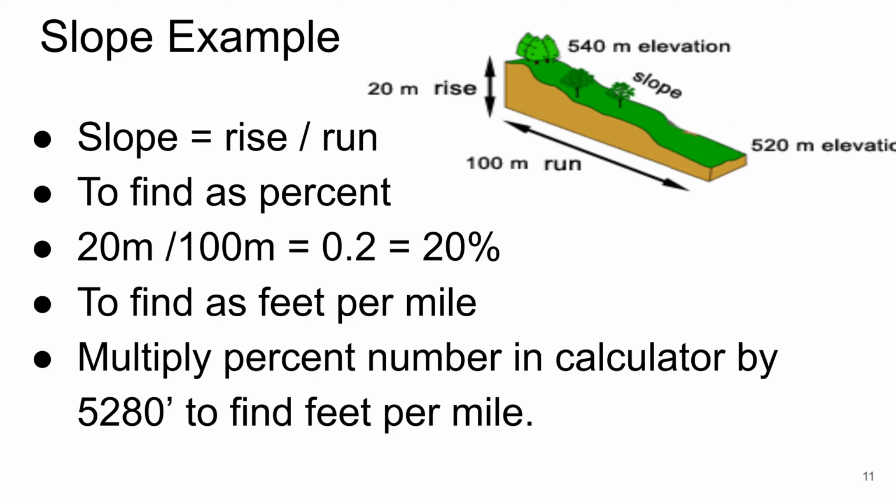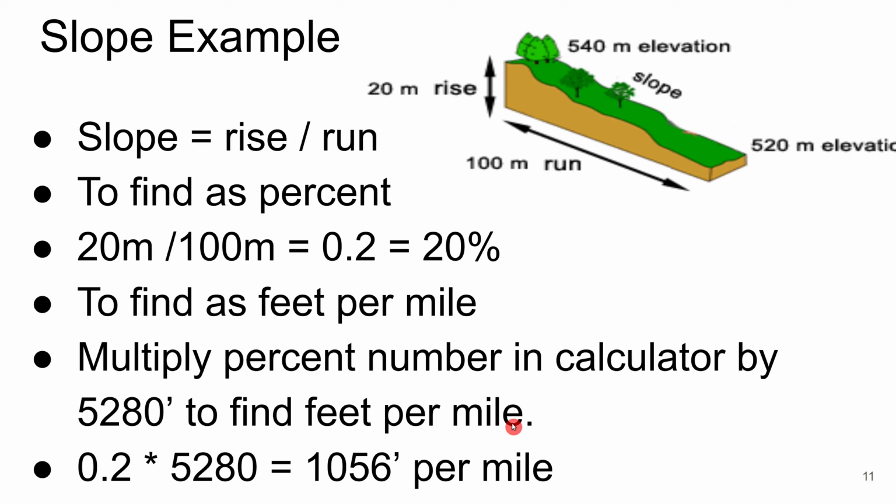Defined as feet per mile, we're going to take the number in the calculator and multiply it by the number of feet in a mile, 5,280, to find the answer in feet per mile. So the answer from the calculator, 0.2 times 5,280, equals 1,056 feet per mile. In this case, we're only looking at like a 300-foot section of the slope. But if this was a mile long, the vertical difference would be 1,056 feet. So that's how that expression of slope works.